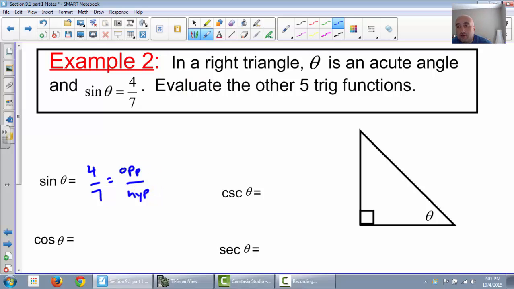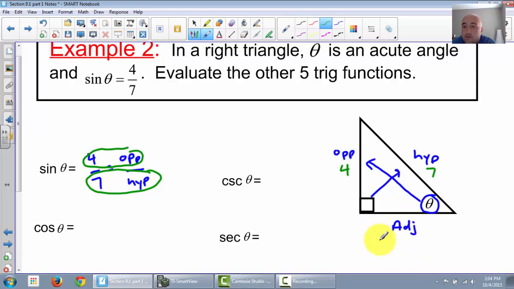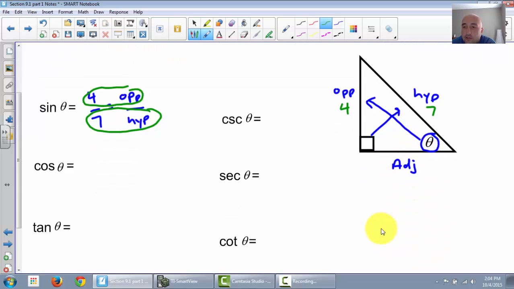So if we come over here to our triangle, here's our theta. Here is the side opposite. Here is the hypotenuse, and then this side would be the adjacent. Okay, so we know 2 of those sides already, so let's label those 2 sides. We know that the opposite is 4, so I'm going to label the opposite 4, and we know the hypotenuse is 7, so I'm going to label the hypotenuse 7. So what we need to do now is figure out that third side, the adjacent.